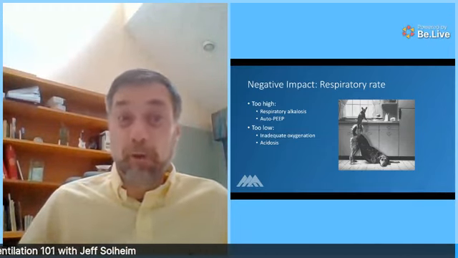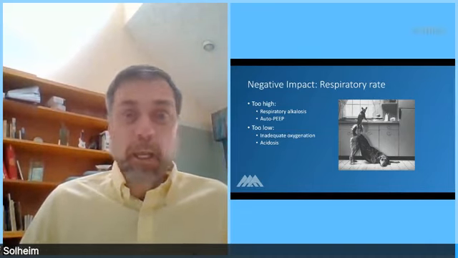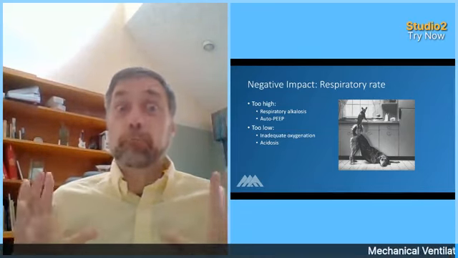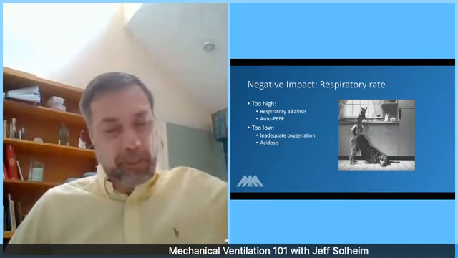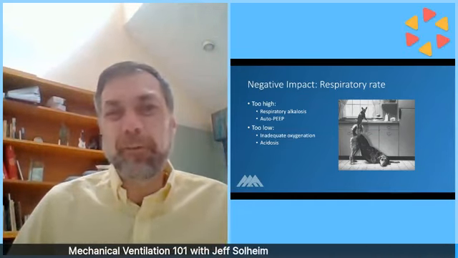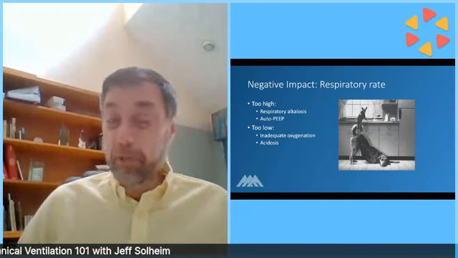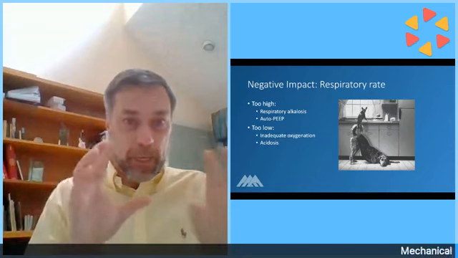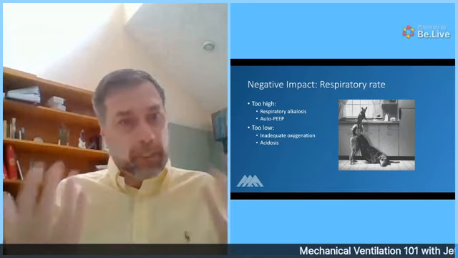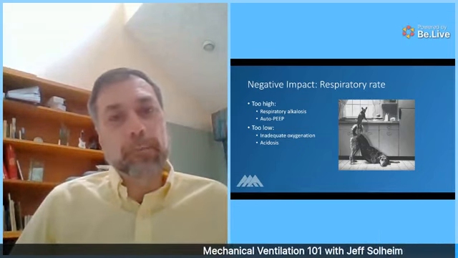There's no doubt they're going to blow off more CO2 at 20 breaths per minute, but it's not going to normalize somebody with really high CO2s. If their CO2s are up in that 60, 65, 70 range, a respiratory rate of 20 may not do it. And then you're going to have to mix a respiratory rate and a tidal volume. You're going to have to play with both of those because you are limited in how high you can go on a respiratory rate.